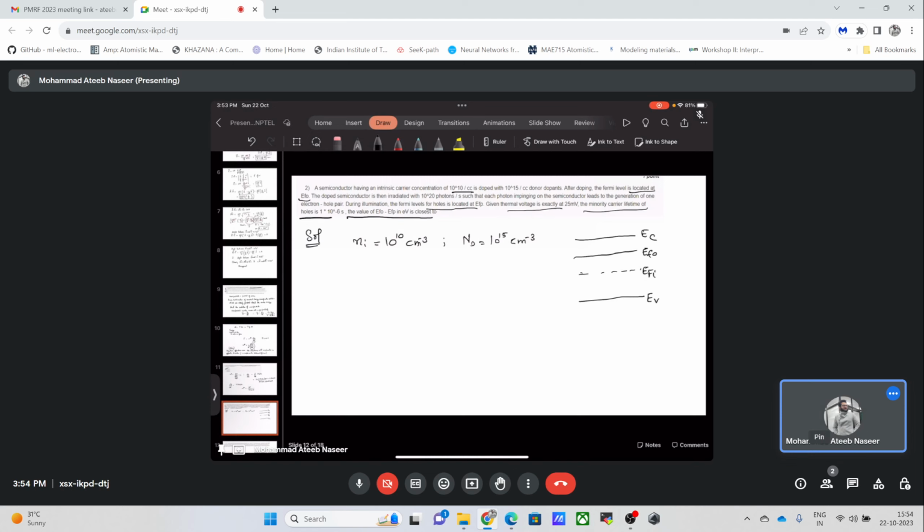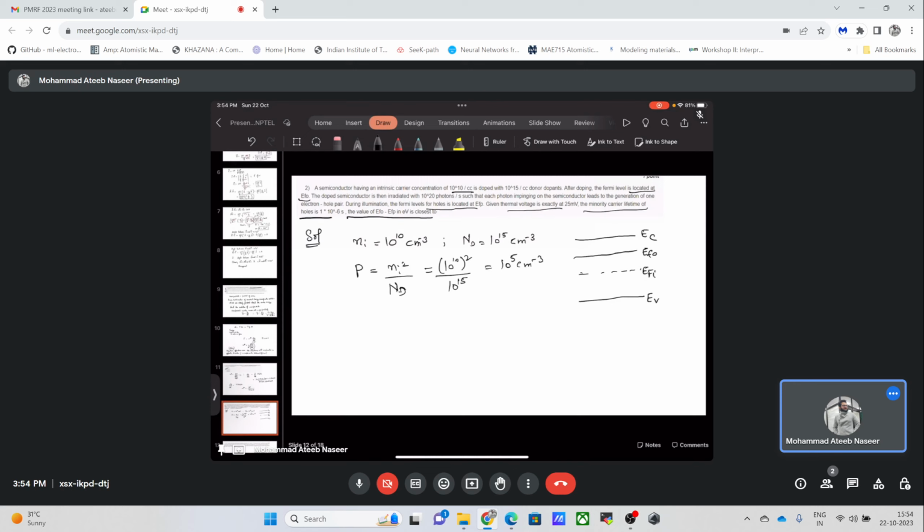Now let's try to find out the hole concentration, which will simply be given by the law of mass action: Ni square by Nd, which is 10 to the power of 10 whole square divided by 10 to the power of 15, which is 10 to the power of 5 per cubic centimeter.